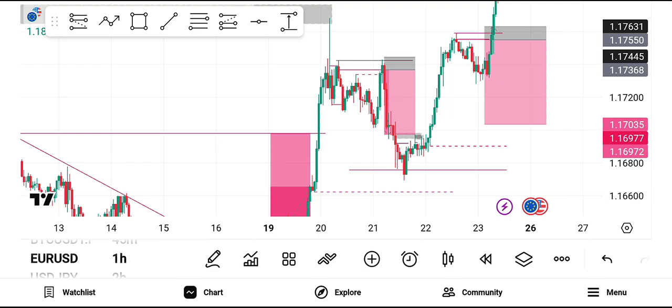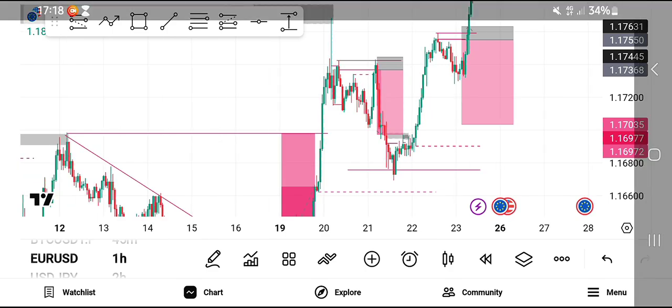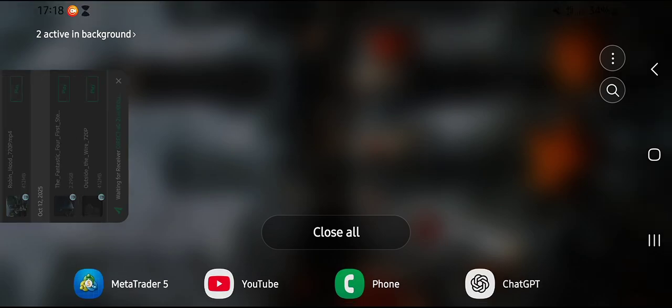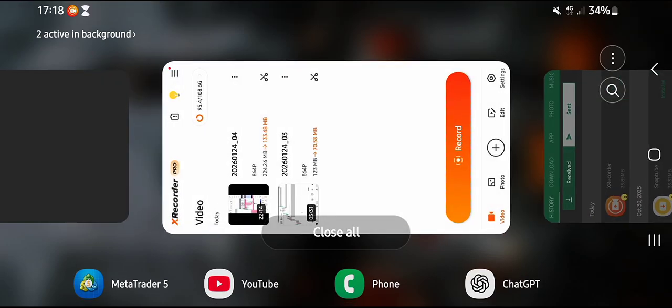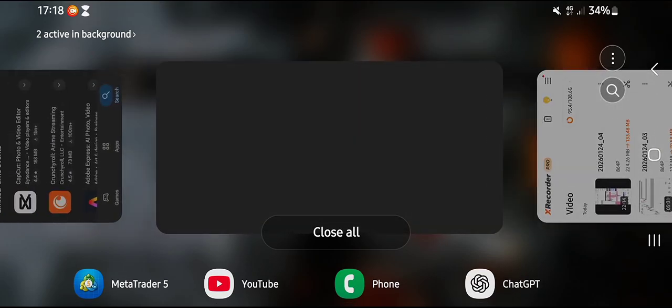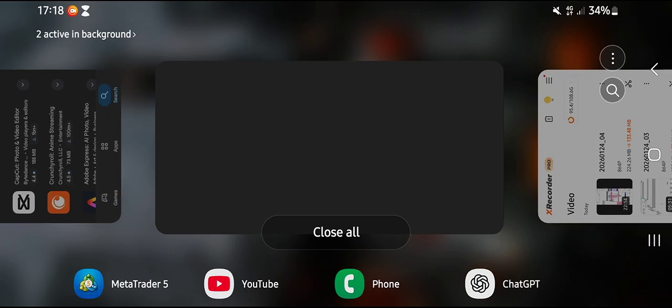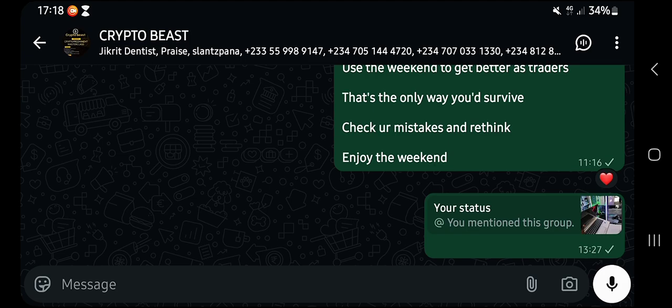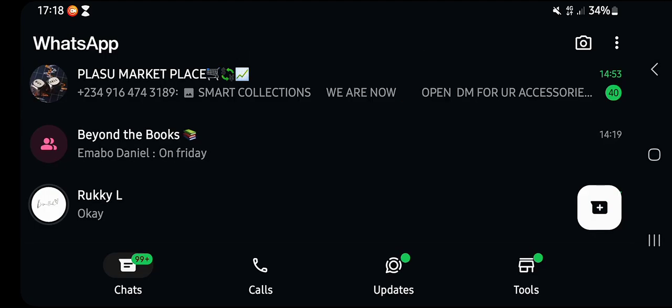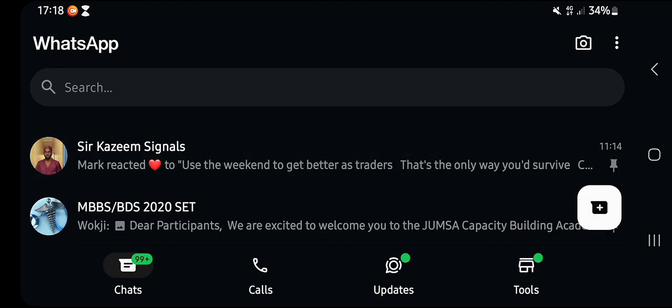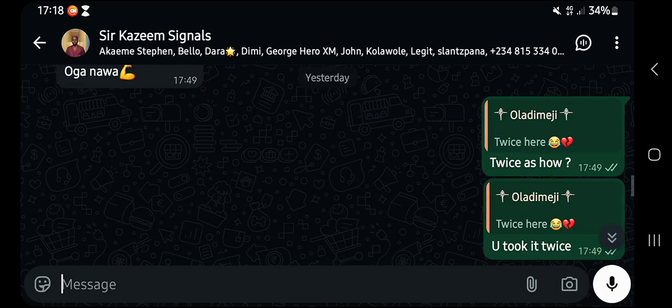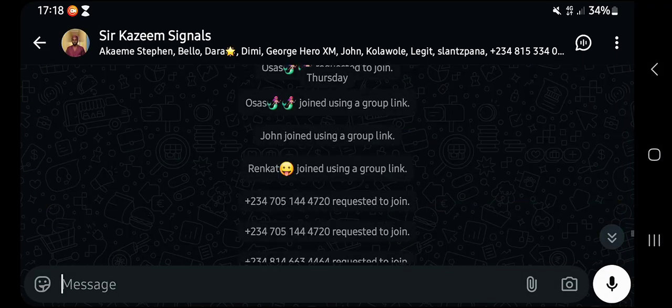I shared it on my WhatsApp group. Let's see, where is my WhatsApp? I think it should be it. I'm not sure. No, I shared it on my WhatsApp. I think it was on this particular one. I shared it on Bootset. Where is it? Let's go.